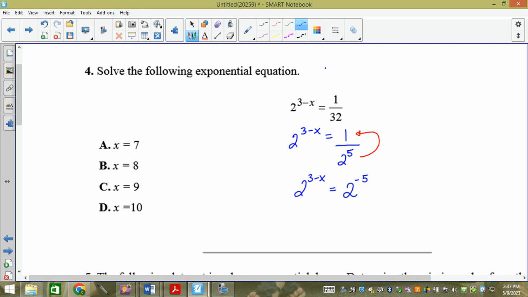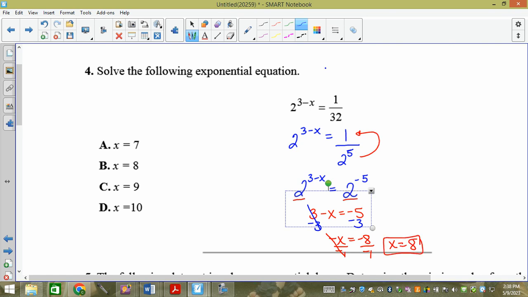Yeah. Base 2, so we can set our exponents equal. 3 minus x equals negative 5. Subtract 3. I get negative x equals negative 8. Divide by negative 1. X equals 8.